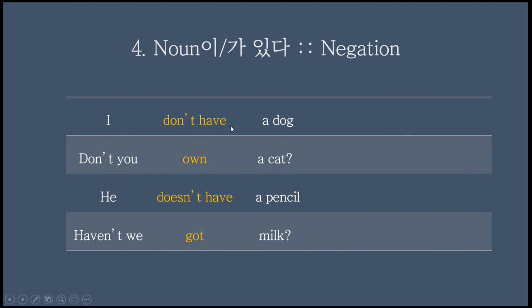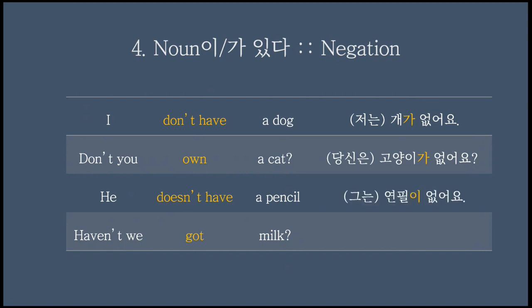For example, I don't have a dog. 어떻게 말해요? 개가 없어요. Again, the opposite word from 있다 becomes 없다. Don't you own a cat? 고양이가 없어요? He doesn't have a pencil. 연필이 없어요. Don't we have milk? 우유가 없어요? Okay, please familiarize yourself with this structure so that you can make more natural Korean sentences, okay?